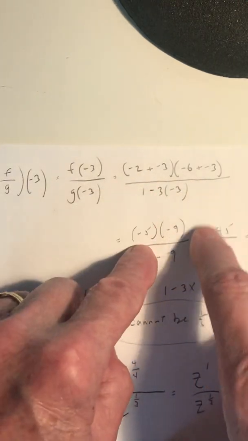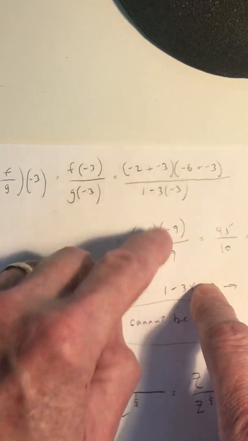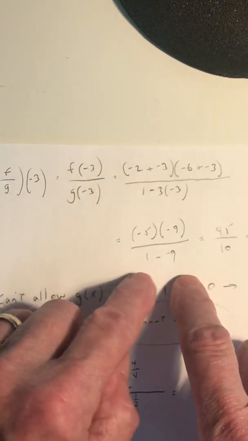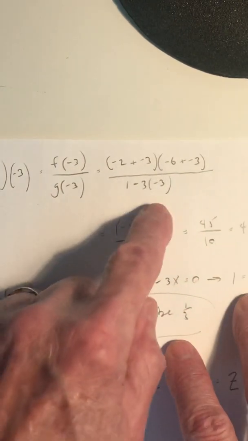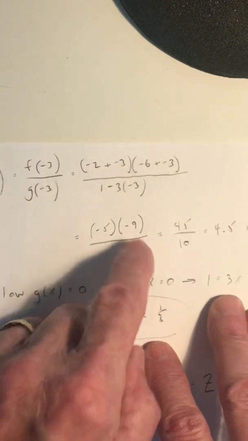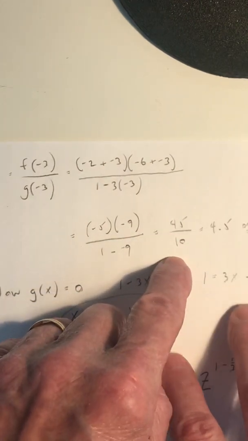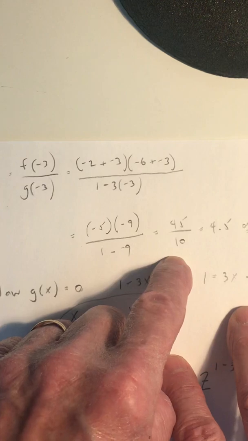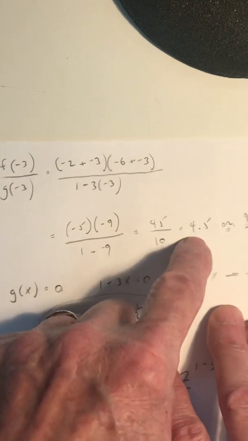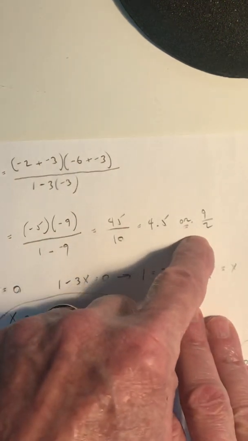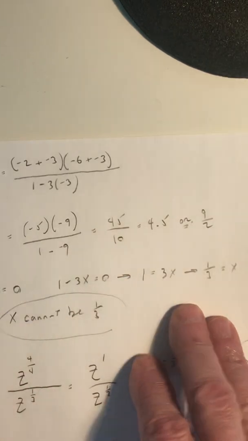Negative 2 plus negative 3 is negative 5. Negative 6 plus negative 3 is negative 9. Down here we have 1 take away negative 9. So you get positive 45 over positive 10, which is 4.5. Or if you just reduce that fraction, you get 9 over 2.